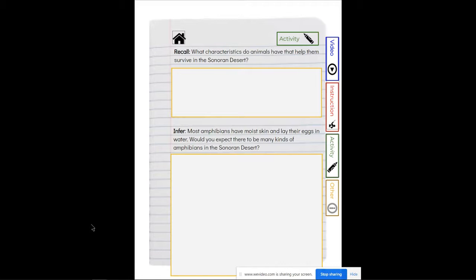Activity page 2, you need to recall what characteristics do animals have that help them survive in the Sonoran Desert? And you need to infer. Most amphibians have moist skin and lay their eggs in water. Would you expect there to be many kinds of amphibians in the Sonoran Desert?